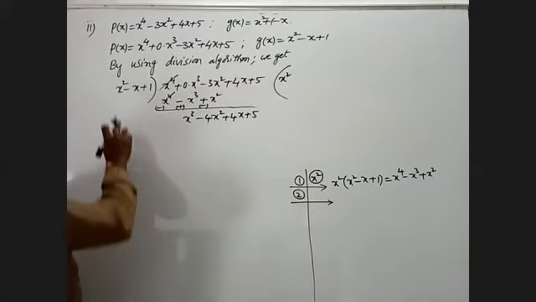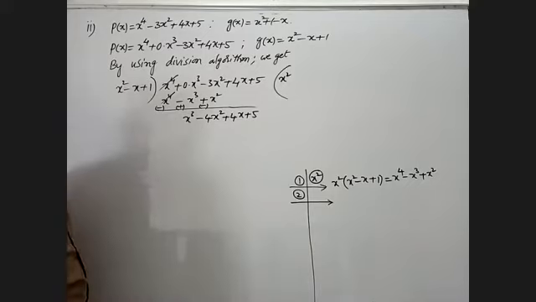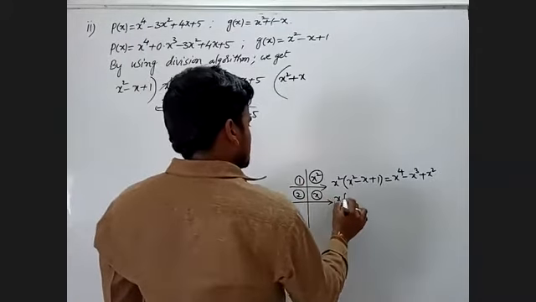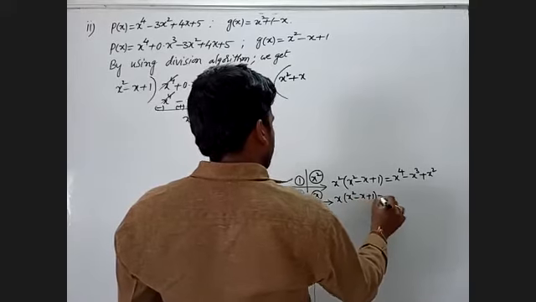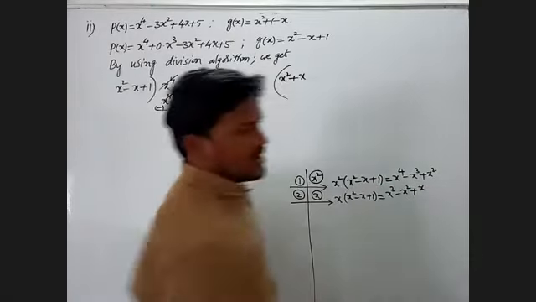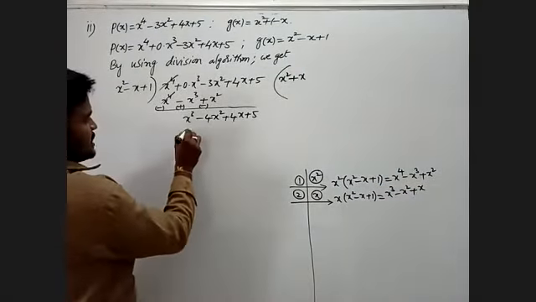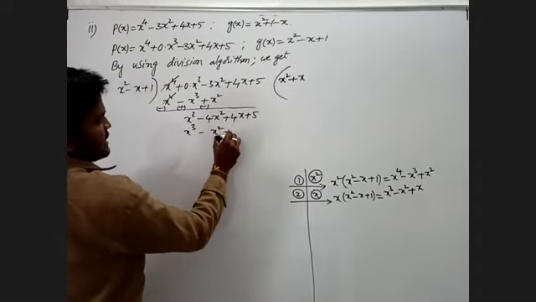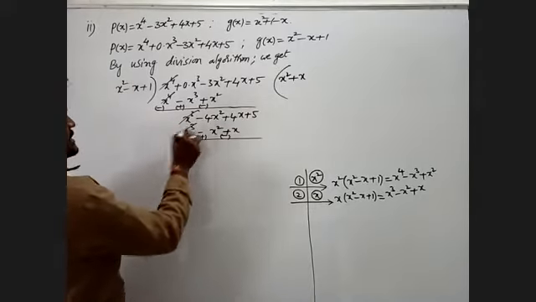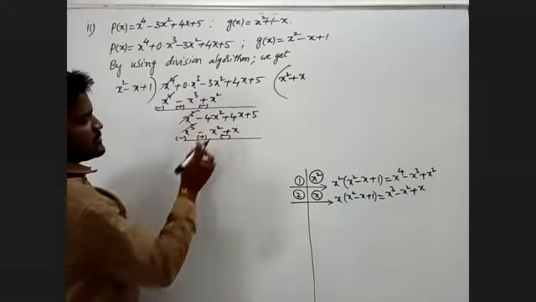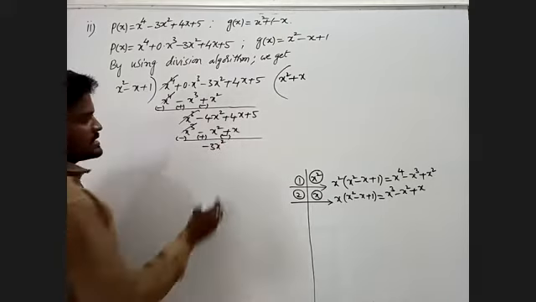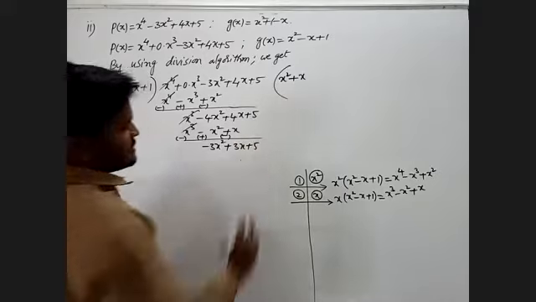Now I am going to step 2. The leading coefficient is x cube and the divisor's is x square, so I proceed with step 2. That is, x into the whole term x square minus x plus 1 is written as x cube minus x square plus x. Here we will change the symbols. This is minus, plus, minus, so we write plus x cube, and minus x cube will be cancelled. Minus 4x square plus x square is minus 3x square. After that, 4x minus x is 3x, plus 5 will write.